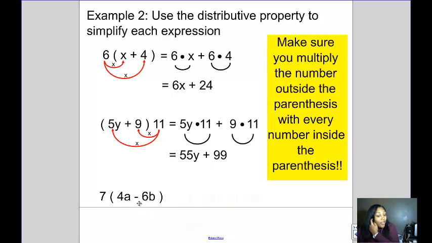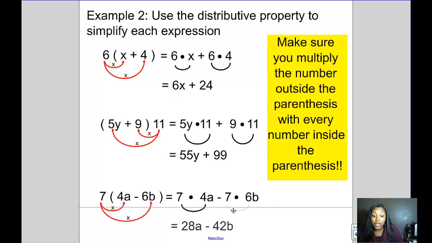And then even if you have subtraction inside, because I know all the other examples we've done have had addition, even if there's subtraction inside of the parentheses, you're still going to use the distributive property. So I'm still going to multiply 7 times 4a, and then I'm going to multiply 7 times 6b, and that will give me 7 times 4a, but then now it's going to be minus 7 times 6b. So then I have 7 times 4a first, and 7 times 6b second, and then instead of having addition, it will be 28a minus 42b.